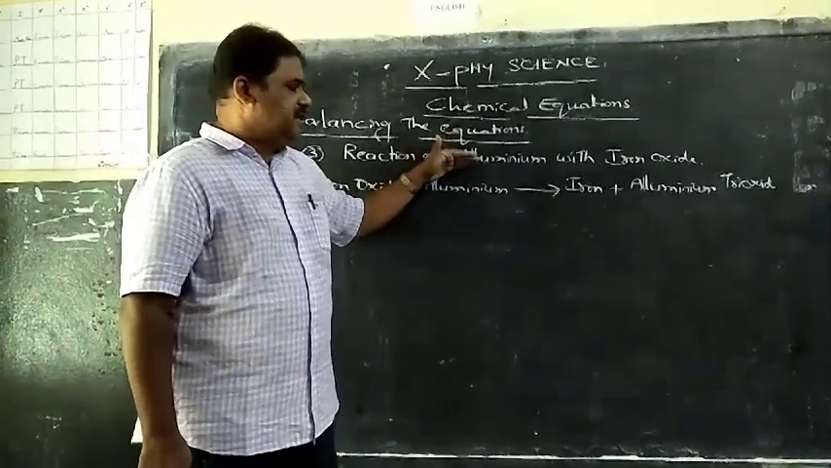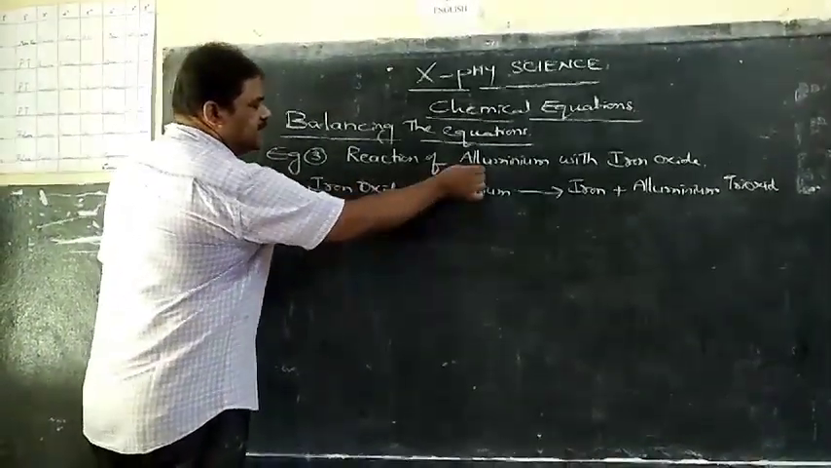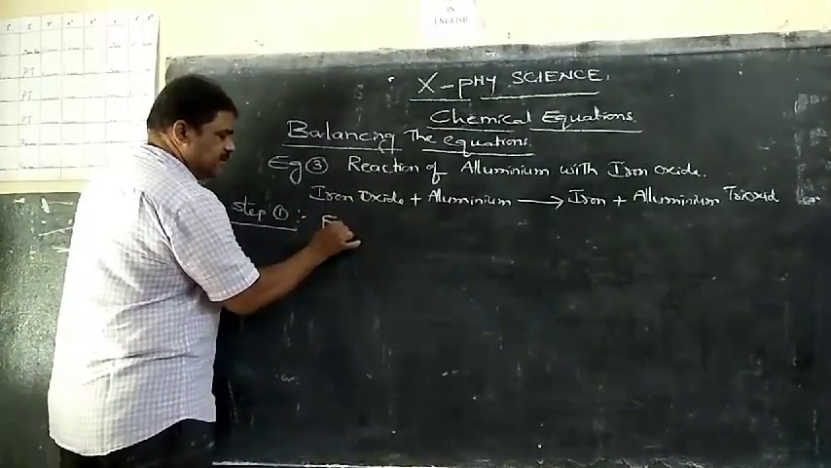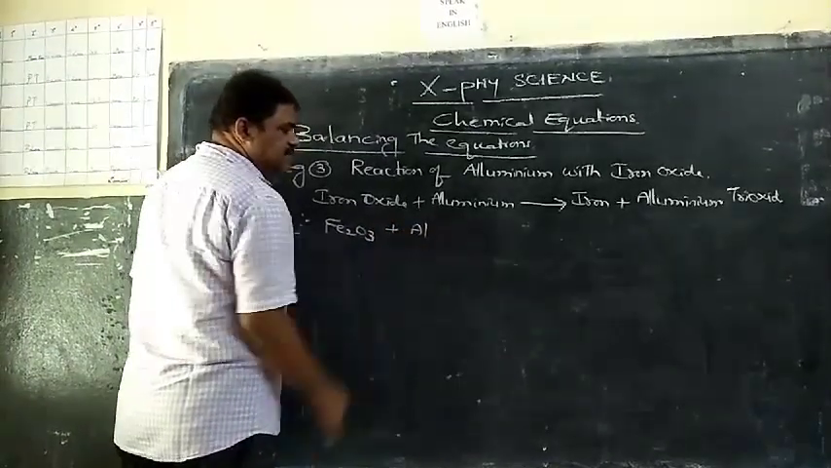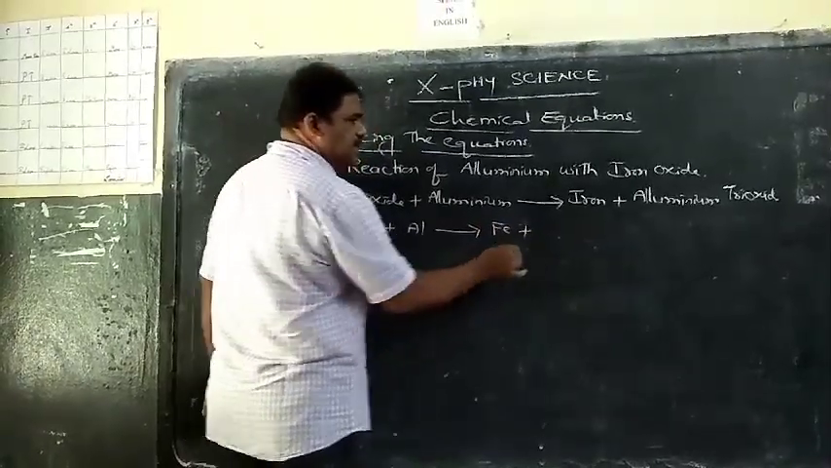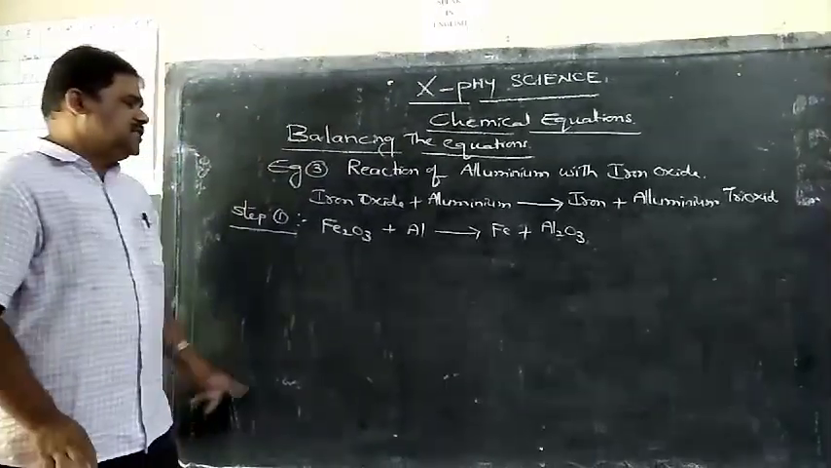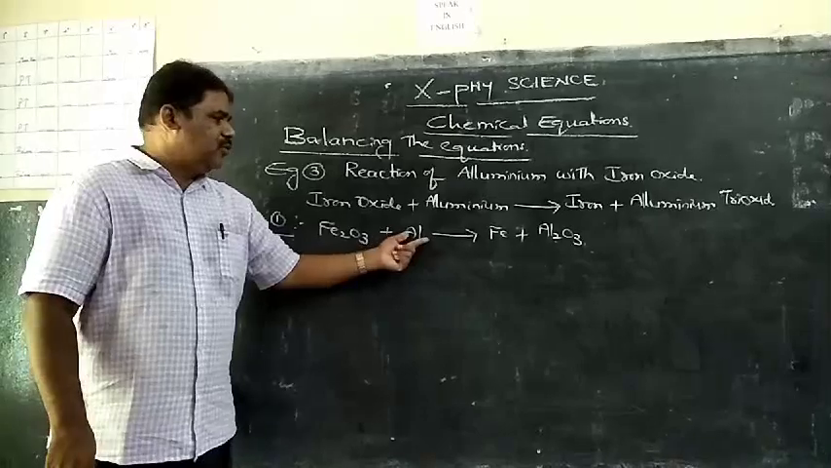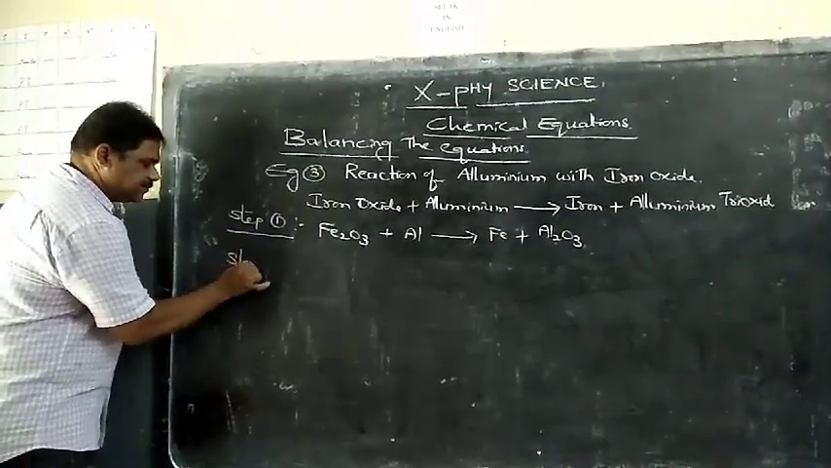To balance an equation, we have to follow 4 steps. The first step is to write the reactants and products with their chemical formulae. First, iron oxide. Iron oxide is Fe2O3. This iron oxide combines with aluminium to give iron plus aluminium trioxide, Al2O3. So this is the chemical change, the chemical reaction taking place. That is the first step.